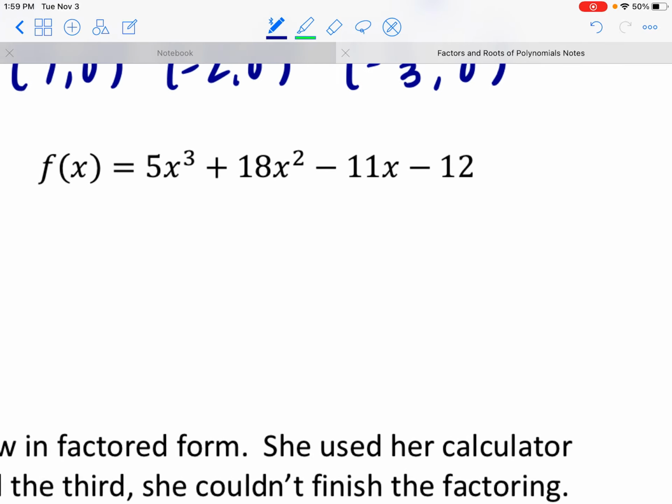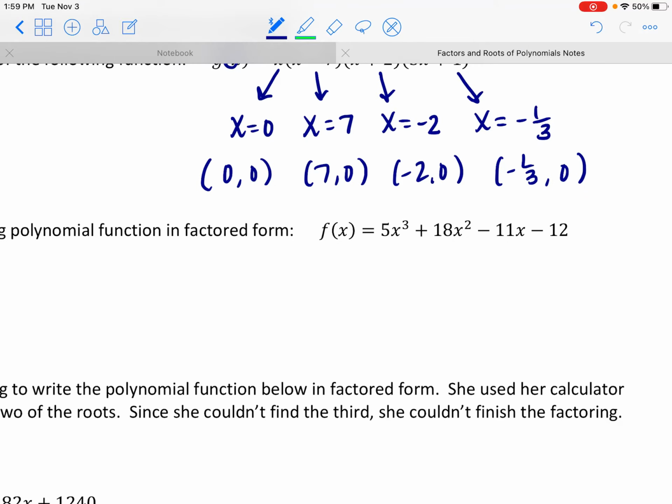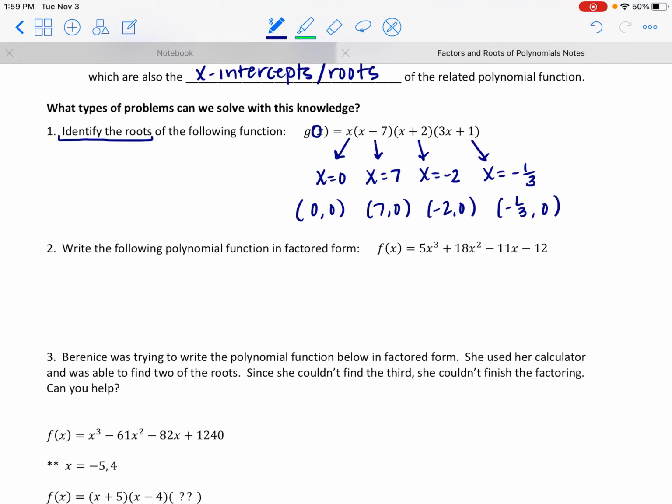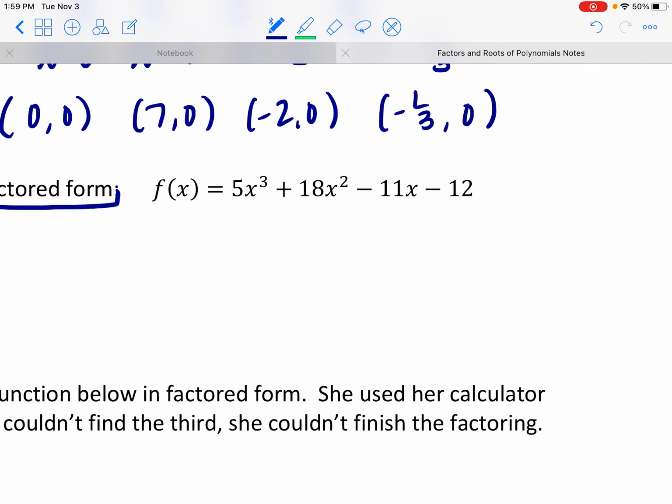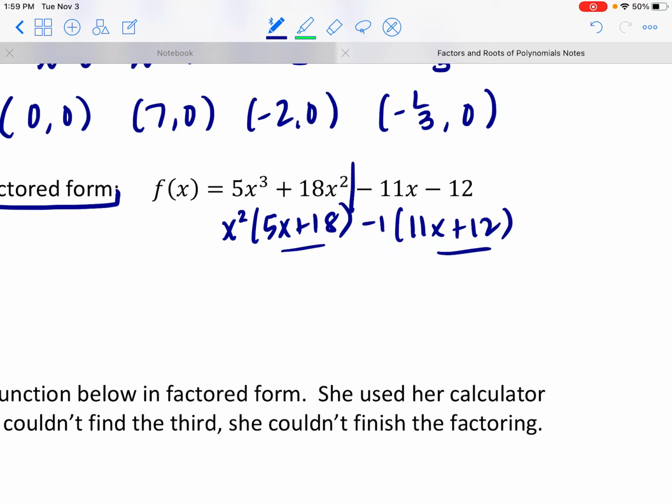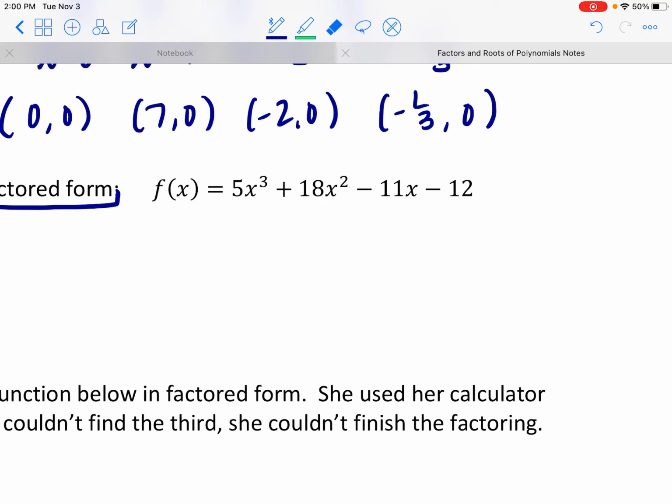Sorry, let me go back. It says to write the following polynomial function in factored form. If I said to factor this, right now, forever, the only method we can use to factor a polynomial with 4 terms is grouping. But if we tried to group this, x squared would come out here, leaving you 5x plus 18, and only a -1 would come out here. And so grouping is not going to work because we don't have a common binomial. So the only method we know for factoring doesn't actually factor here. That doesn't mean that this polynomial doesn't factor, it's just we can't factor it using our traditional methods.